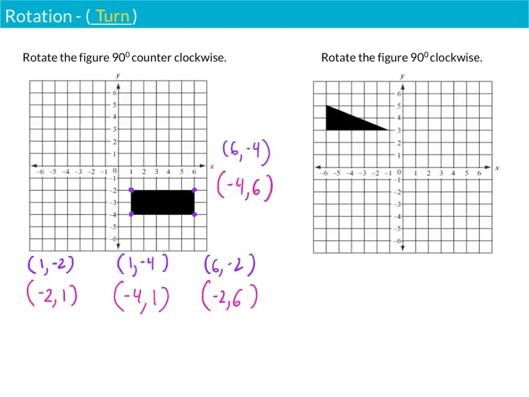Now we need to figure out which one we're taking the opposite of. So we're going to need our arrow. We're going counterclockwise, so we're going to draw an arrow counterclockwise for all of our points.